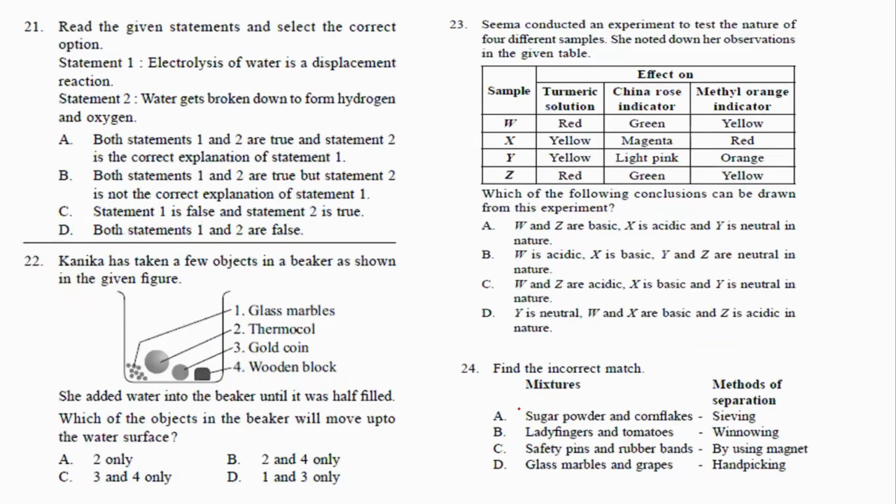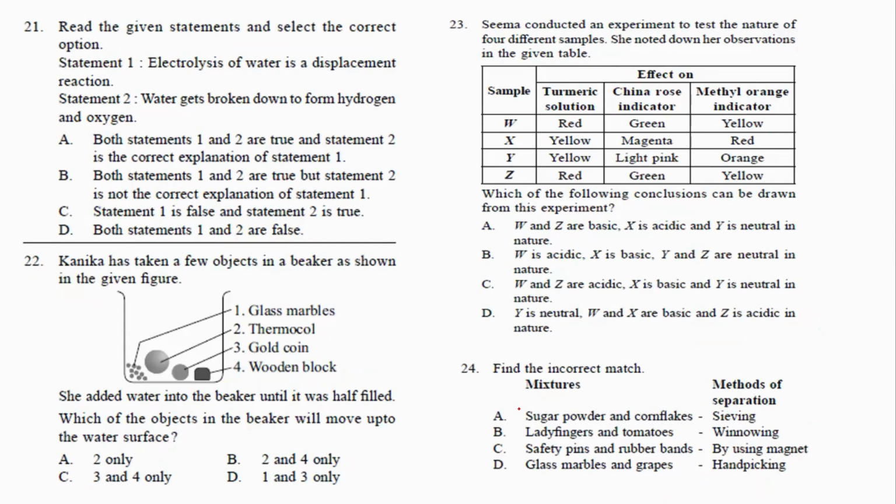Now we come to the next question, that is question number 21. In question number 21, it is said, read the given statement and select the correct option. The first statement says, electrolysis of water is a displacement reaction. And the second statement says, water gets broken down to form hydrogen and oxygen.